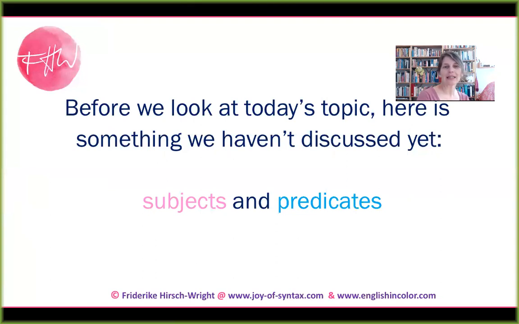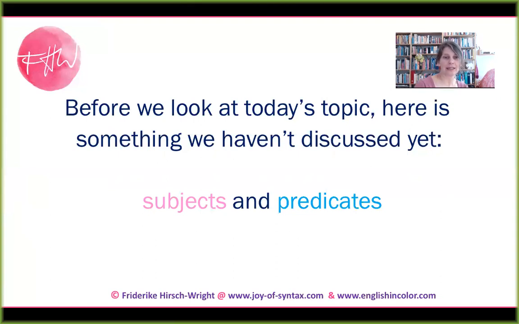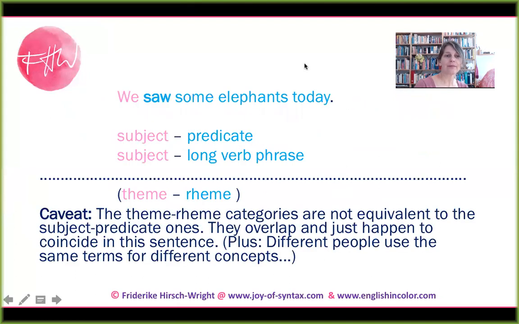Now, in German especially, or in Germany especially, but also in some English-speaking areas, people use the words finite verb form and predicate synonymously. But strictly speaking, the predicate is whatever has been said about the subject. And here are examples, or actually just one example. We saw some elephants today. So we is the subject, saw some elephants today.